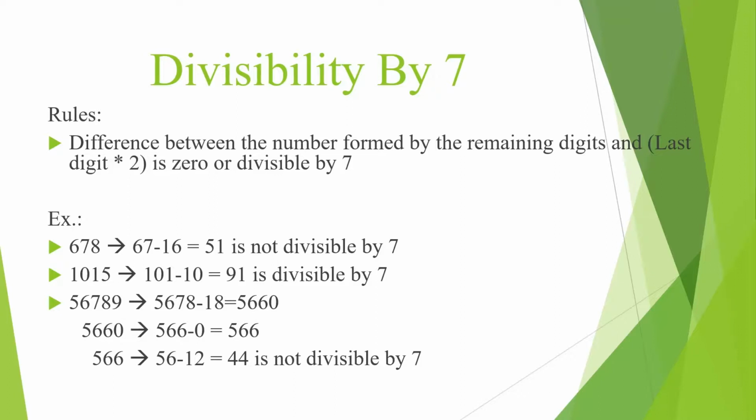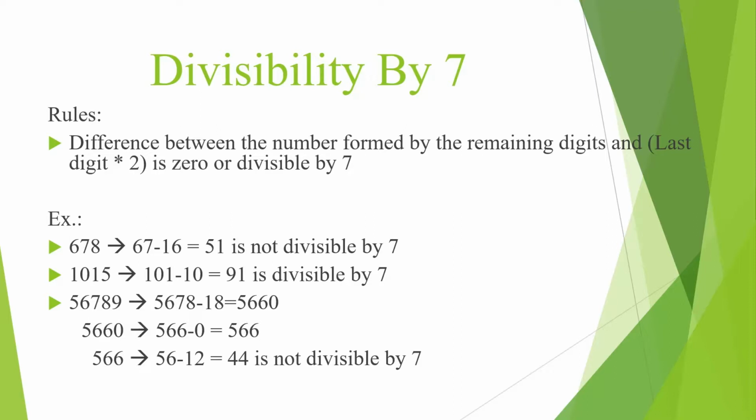Let us consider a bigger number, for example, 56,789. Ignore the last digit. We will get 5,678, minus the last digit into 2, that is 9 into 2, which is 18. When we find the difference, we will get 5,660. This is also a very big number, so let us reduce it further.